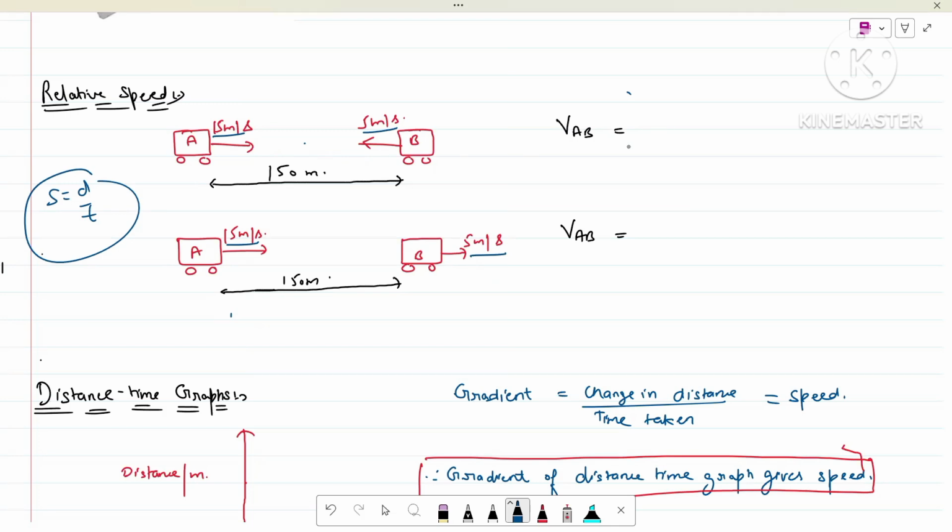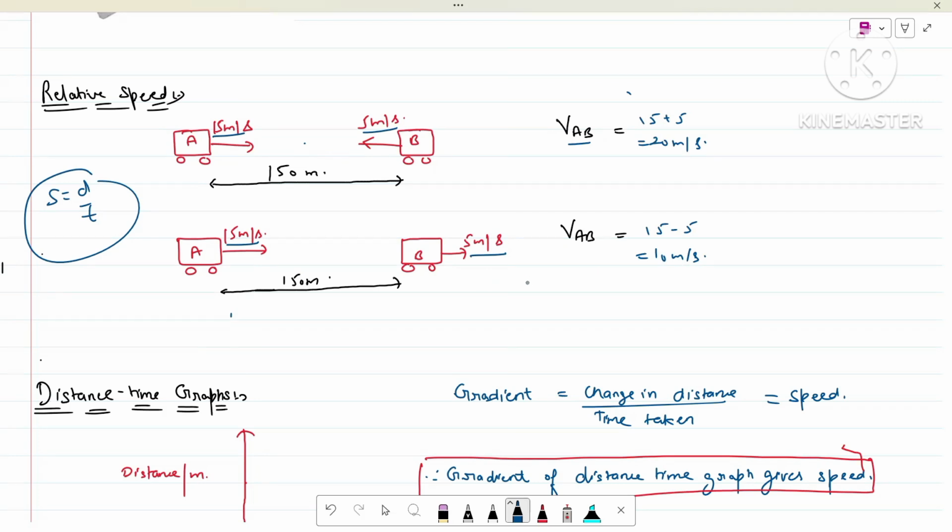So in the first case, we say the relative speed of A with respect to B will become 15 plus 5, that is 20 meters per second. In the second case, when two objects are moving in the same direction, their speeds are subtracted. So 15 minus 5 becomes 10 meters per second. This means now A will approach car B at a speed of only 10 meters per second, A with respect to B, as we are considering.